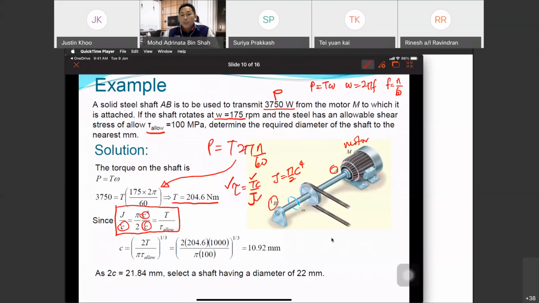How to design your shaft, the diameter of the shaft. So calculate using a calculator, and then you get 10.92 millimeter. This is the radius. So the diameter should be 2 times C, which is 21.84 mm, and it is equal to 22. Always take the larger value.